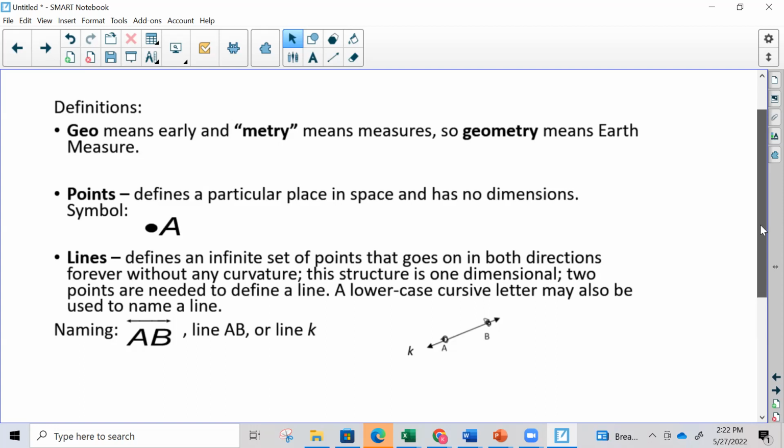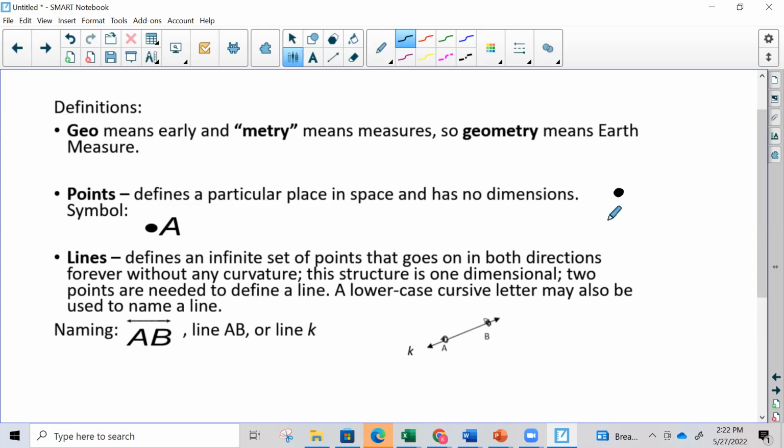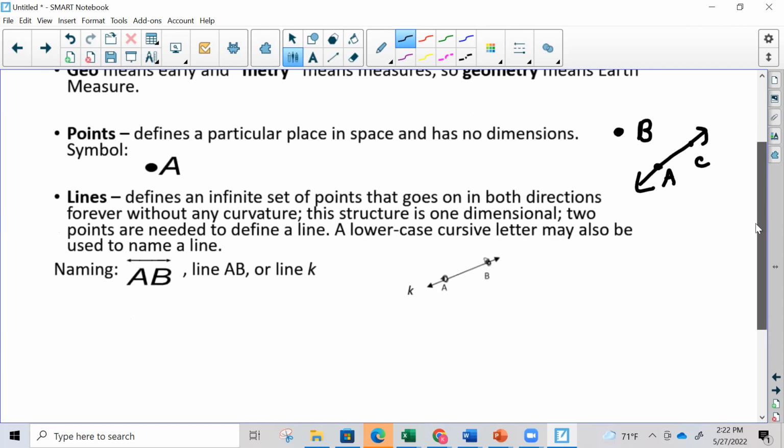A point defines a particular place in space and has no dimensions. When we name a point, if we just have a point somewhere, what we usually do is put a capital letter by it to name that point. So we would draw the point symbol and then A. This point could be on different figures. This point here is our A. If we wanted to reference that point, we would make the dot symbol and then put a capital A by it. So any points we name with capital letters.